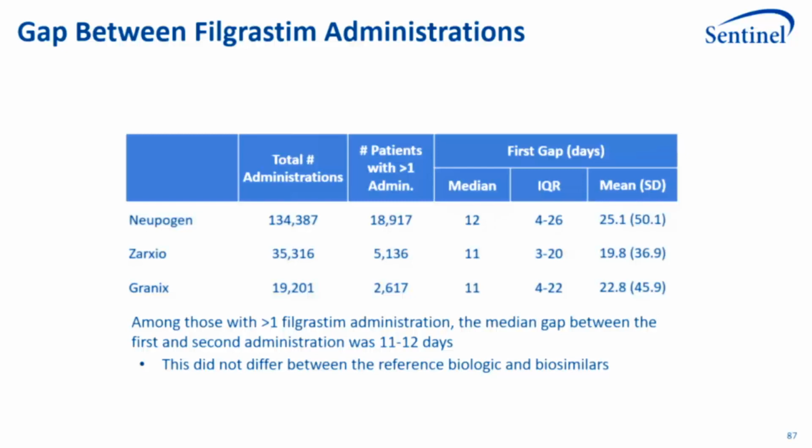The median time between the first and the second is 12 days. You get the interquartile range and the mean, and then you get the same information for the 2 biosimilars. As we saw before, much less use, relatively speaking, of the biosimilars, but generally the trends are similar in terms of the median time between the first and second administration of these drugs, and the mean is a little bit shorter here. It generally agrees with what's written in the label in terms of how this drug is used. So again, this is background information to help inform future studies.